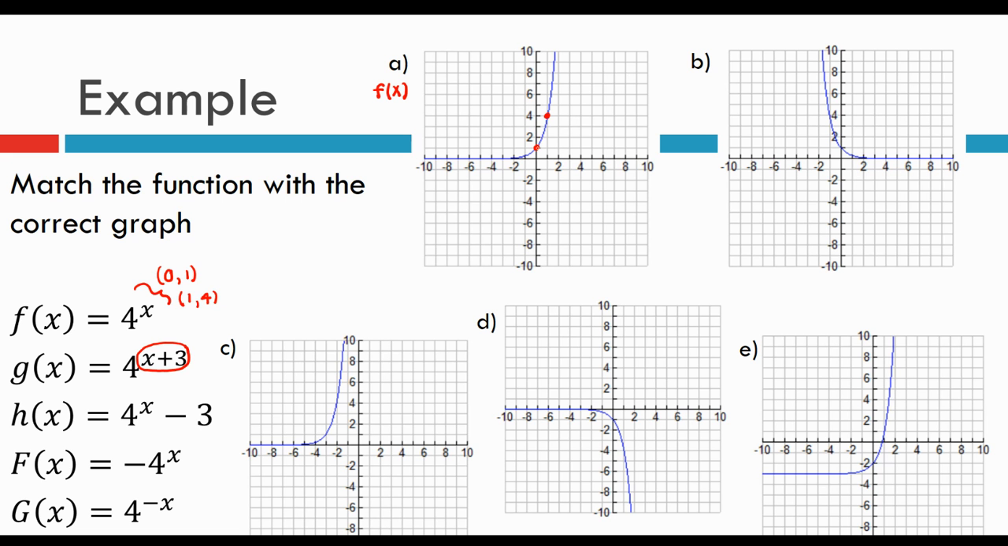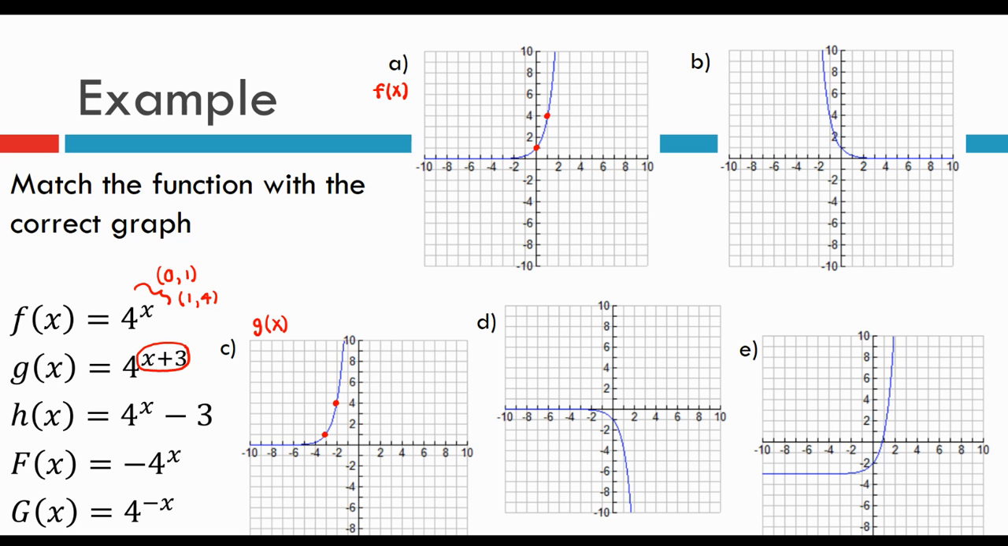So notice that if I have 0, 1, and I move it 3 to the left, that would then be negative 3, 1. Notice that negative 3, 1 is a point that's on this graph over here at C. Up here at 1, 4, if I move it 3 to the left, that's going to be negative 2, 4. And notice that that's that point right here. So it looks like graph C is going to match the lowercase g of x function.